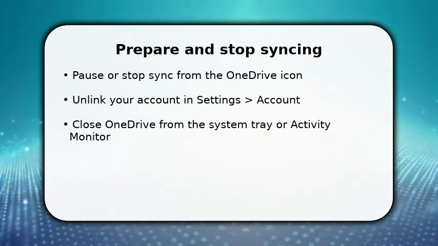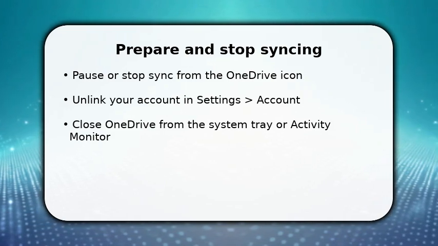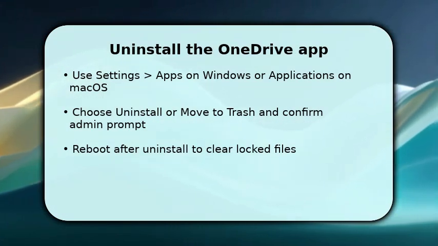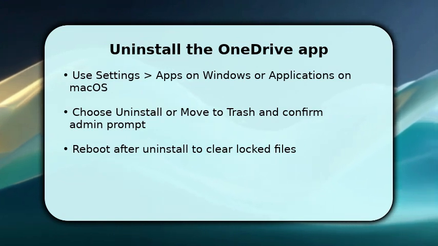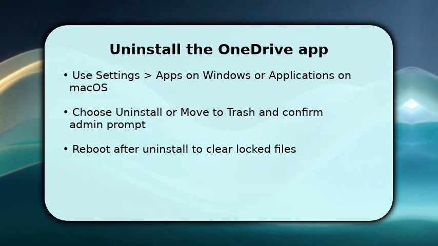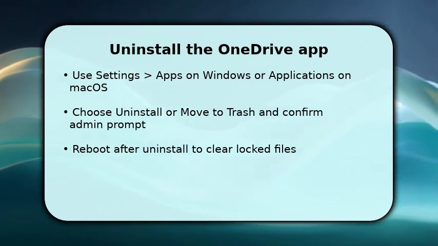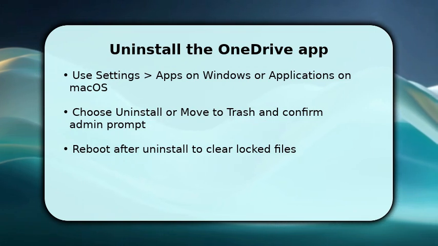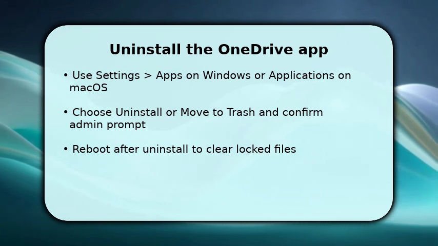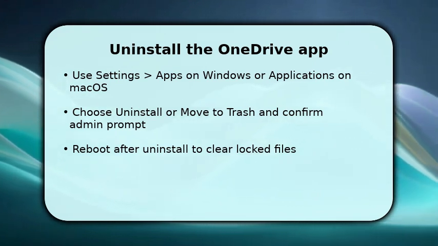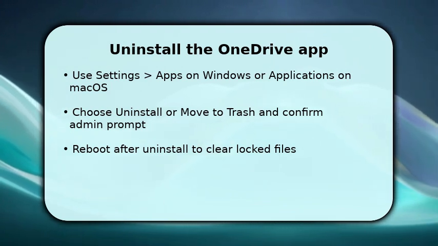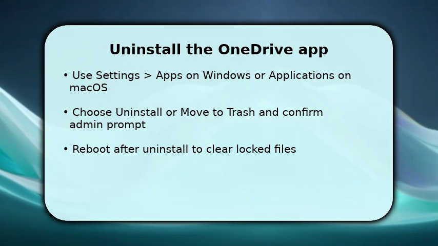Now you will remove the program itself. On Windows, open Settings, Apps, find Microsoft OneDrive, and hit Uninstall. Accept admin prompts. On Mac OS, drag OneDrive from Applications to Trash and empty the trash after authenticating. Once the uninstall completes, restart your computer to release any locked system files and ensure startup entries are cleared. If you use Microsoft 365, removing OneDrive won't remove Office. It only stops the sync client.